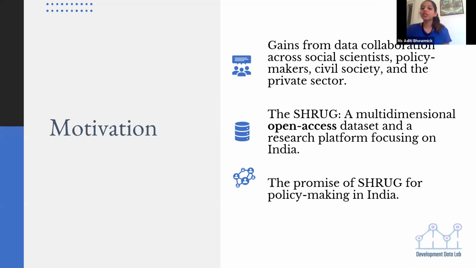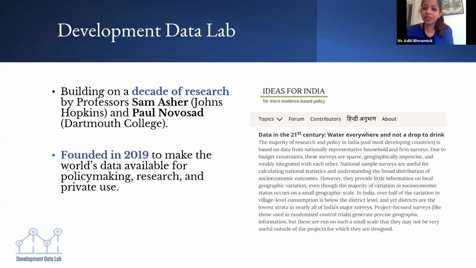It is our hope that the Shrug will become the Wikipedia of all things India development policy related in the near future. In today's presentation, I want to focus specifically on lessons from our experience building and using the Shrug aimed specifically towards policymakers. So before I move on, an extremely brief history of Development Data Lab, or DDL.